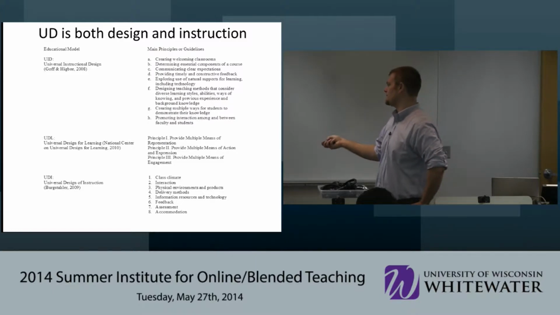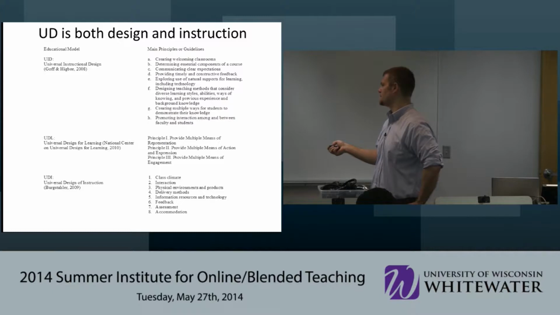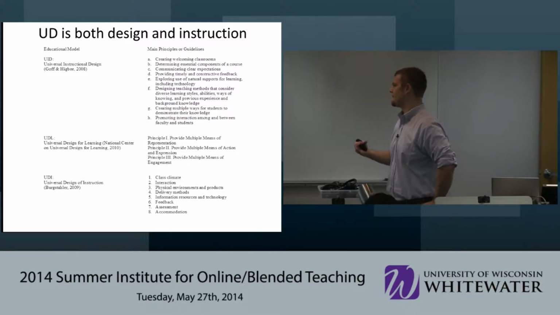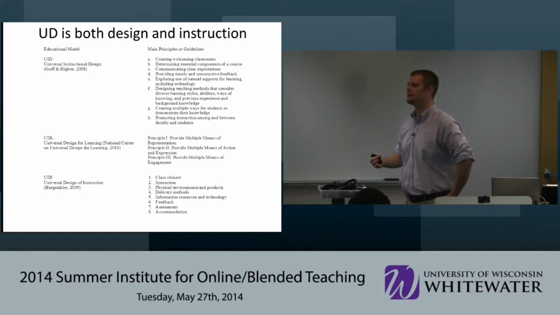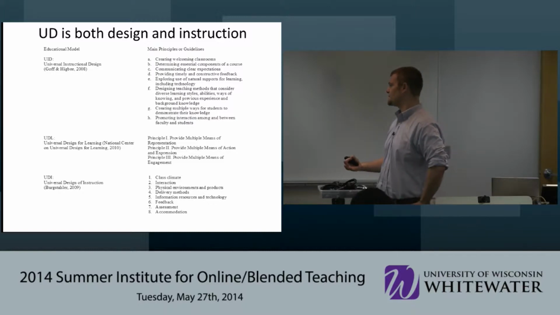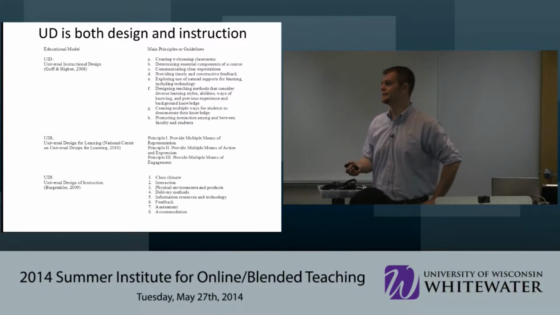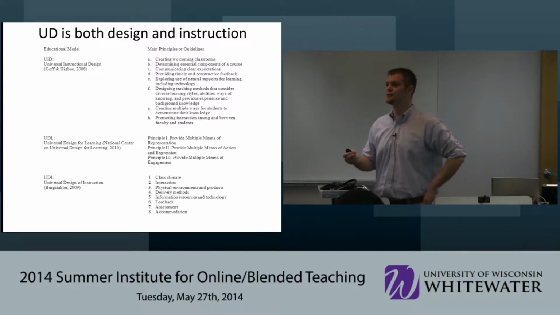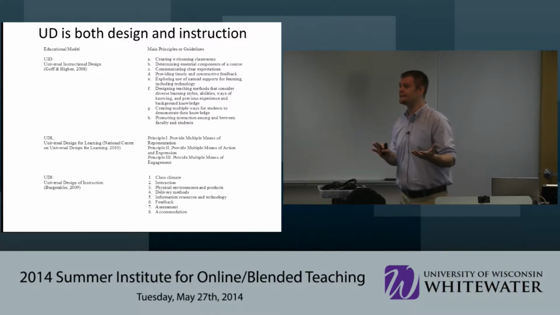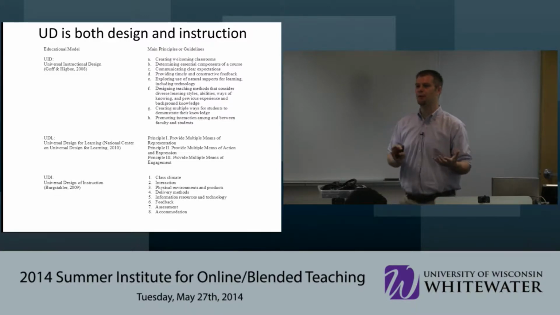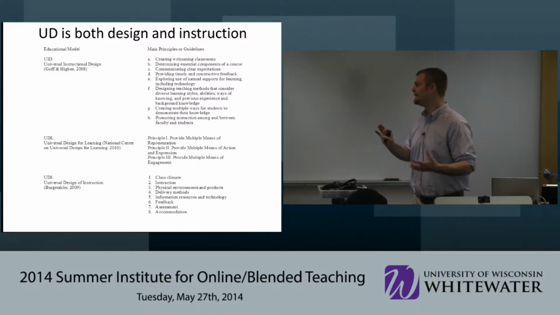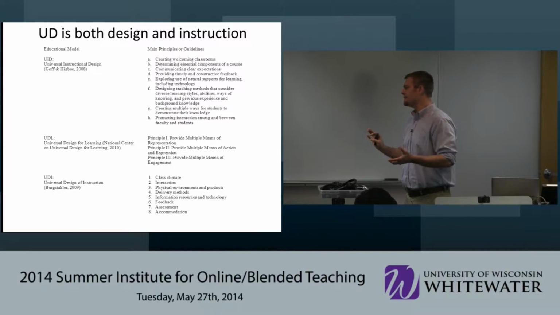But on the bottom, this one's from the University of Washington's DO-IT Center. Through the universal design of instruction, you look at class climate, class interaction, physical environments and products. Like this room, I've had several students in wheelchairs in this room, and it's not very accessible. There's really no accessible desk in here that I can see. So we have to figure out how we're going to accommodate that. Working with older buildings, we do that all the time, but it's just about looking at those things.